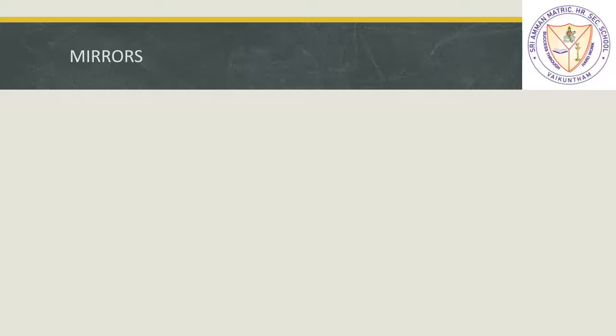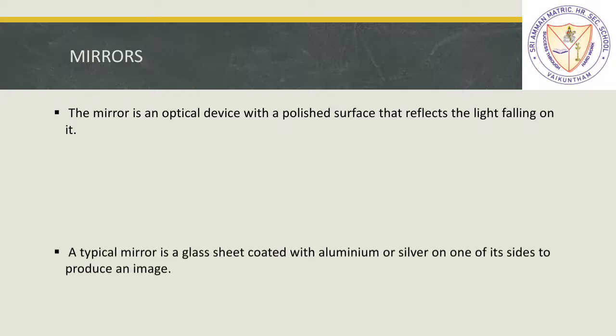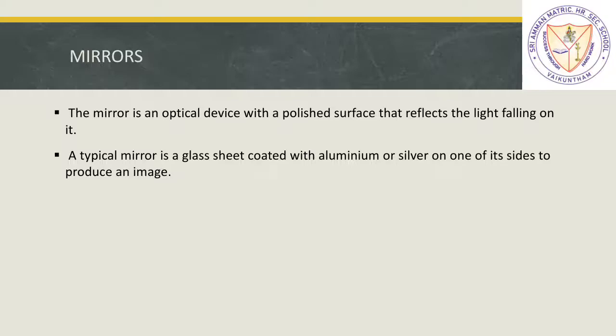Something regarding mirrors also we have studied. A mirror is an optical device with a polished surface that reflects light falling on it. So we all know that a mirror is an optical device. We know it is polished and it will help in reflecting the light. A typical mirror is a glass sheet coated with aluminium or silver on one of its sides to produce an image. Okay. So how exactly are mirrors made?